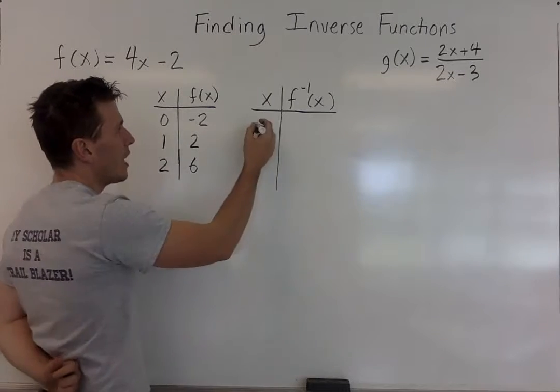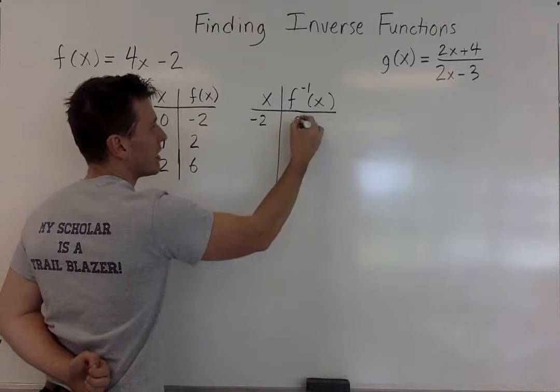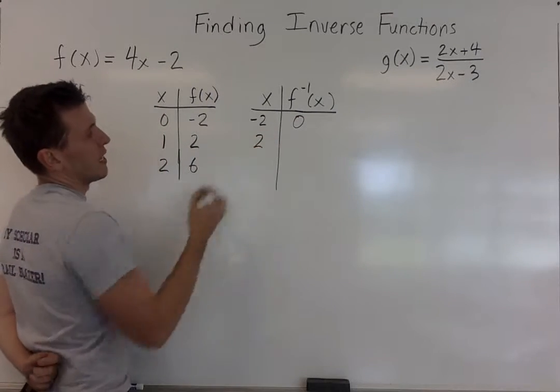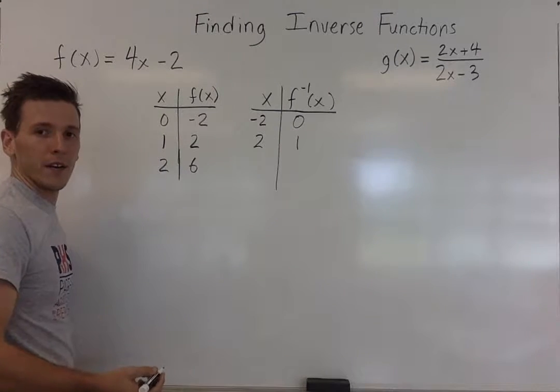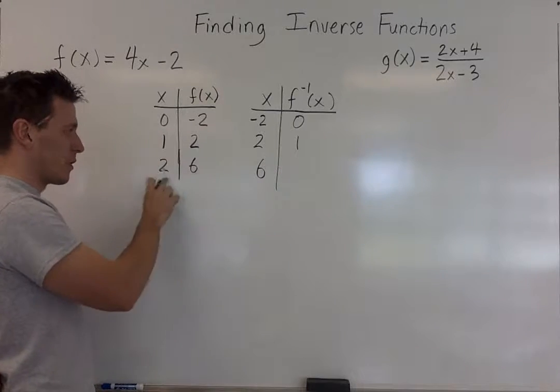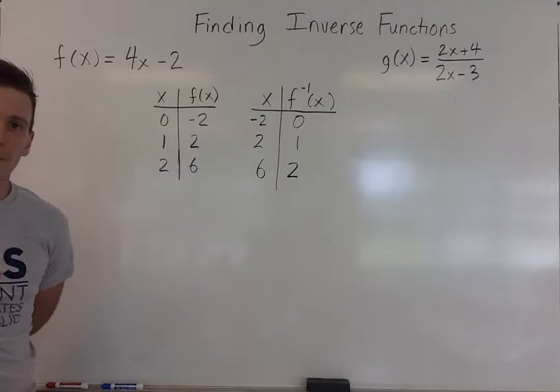What that means is that my inverse function would need to be able to restore these original inputs based on those outputs. So if I plug negative 2 into my inverse, I would expect to get a 0 out of it. If I plugged a 2 into my inverse function, I'd expect to get a 1 out of it. And if I plugged a 6 into my inverse function, well, I know that the 6 is really just a mutated 2, and so I would expect to get the original 2 right back out of it.